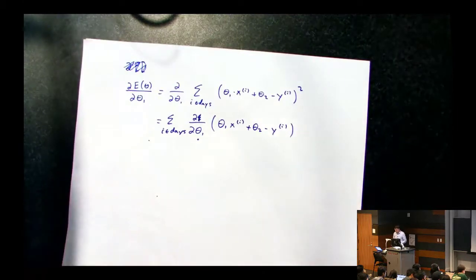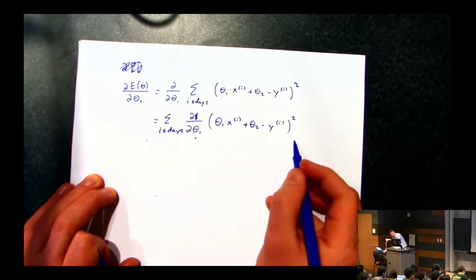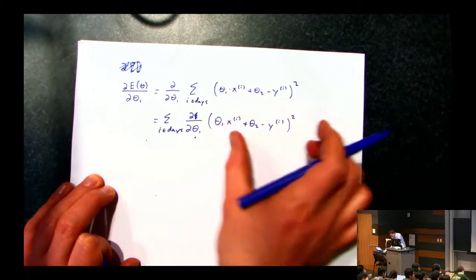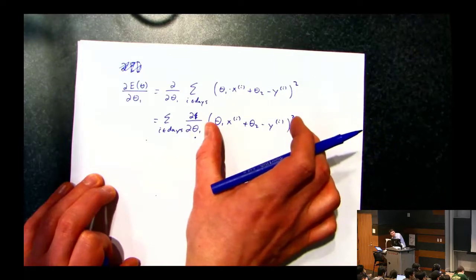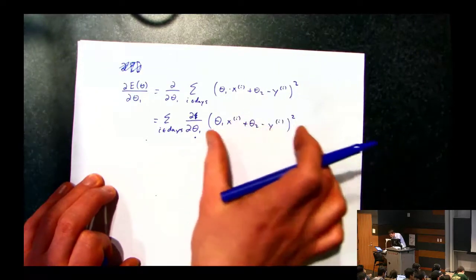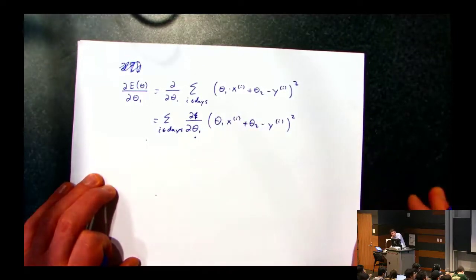Okay, so now is where I apply the chain rule. I want to take a derivative of this thing. Oops, this is a square here. I want to take a derivative of this thing. So the way I do that is I differentiate this whole outer expression, times the derivative of the inner expression, right?